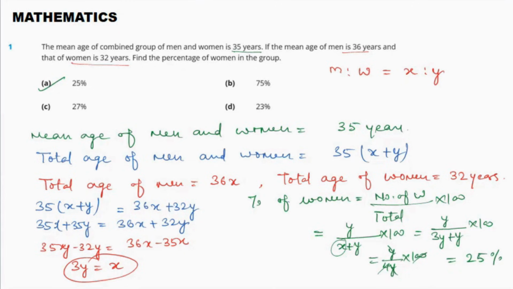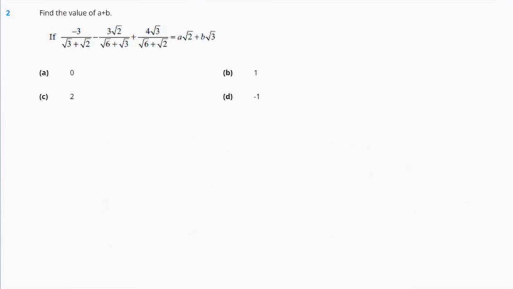Okay, now the next question. Here we need to figure out the value of a plus b when we have the terms: minus 3 by root 3 plus root 2, minus 3 root 2 by 6 root 6, plus root 3, plus 4 root 3 by root 6 plus root 2, and that is equal to a root 2 plus b root 3. Okay, now we need to solve it.